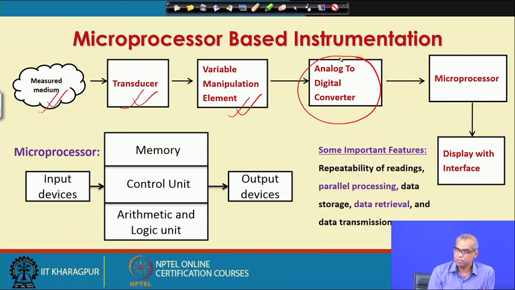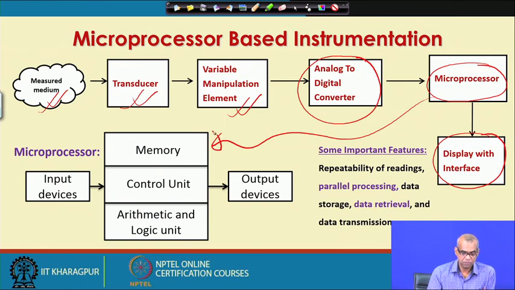The microprocessor will receive this digital signal, and the microprocessor will display with interface. Since the microprocessor is essentially an operational computer, you will see the memory unit, the control unit and the arithmetic and logic unit in a microprocessor.